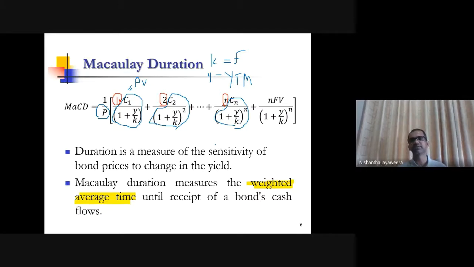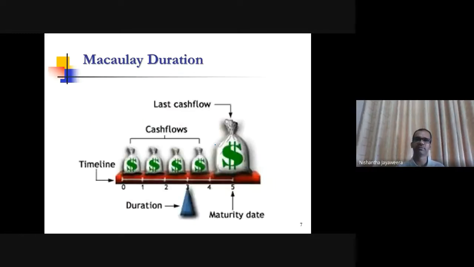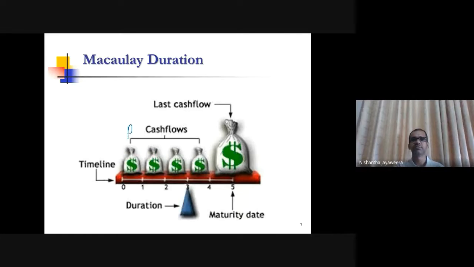In the practical sense, it still won't give you that much sense, because if we calculate a duration and it says duration is 3 years, you cannot expect to receive all the cash flows by 3 years. It won't happen. This is another way of looking at it: the duration is the fulcrum point of the cash flows, the balancing point. Even though it says cash flows, it should be the present value of cash flows.